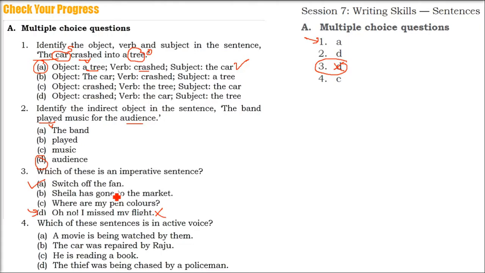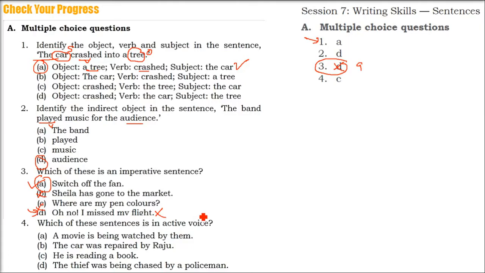Okay. Third, A is correct answer. Sheila has gone to the market. This is just a statement. Where are my pen colors? This is a question, so it's an interrogative sentence. Third is A. D is incorrect. See, in CBSE and NCERT, sometimes you see wrong answers. So I'm just correcting it.